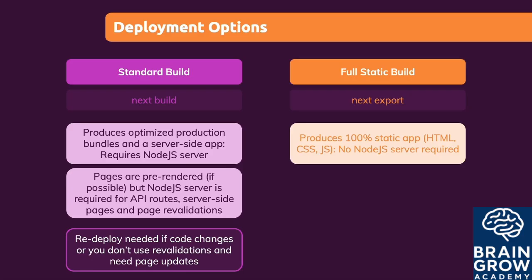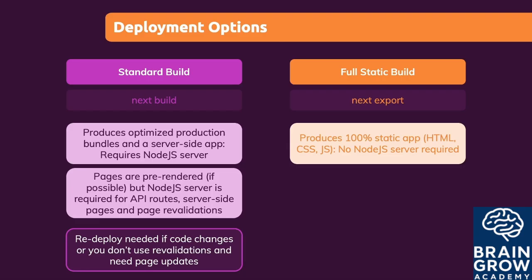Which makes hosting easier because you don't need to worry about scaling and so on so much, because there are plenty of static hosts out there which scale dynamically and are very cost effective. So having a static app which doesn't require a Node.js server isn't too bad. It can definitely make deployment a bit easier. But next export isn't always an option.